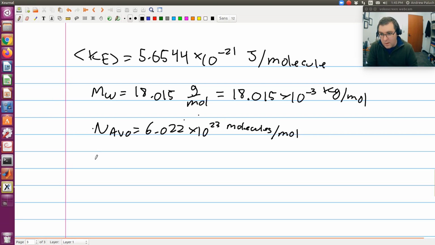So if I just go through the thought exercise, if I have molecular weight divided by N Avogadro, that's going to give me units of kilogram per molecule.